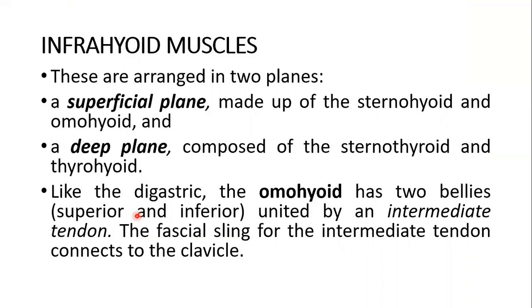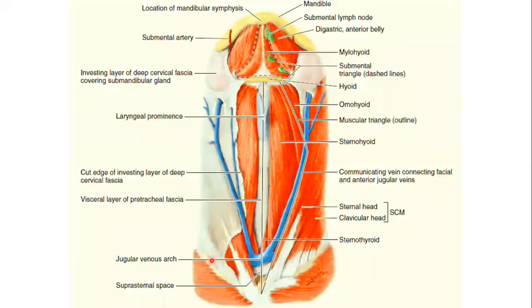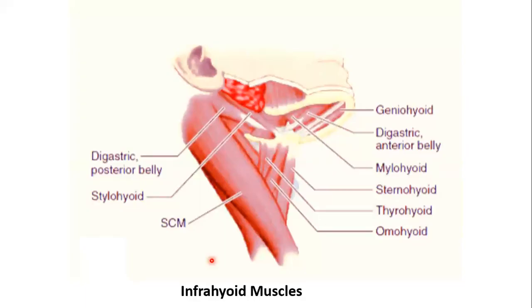The infrahyoid muscles have two layers: a superficial plane and a deep plane. The superficial plane has the sternohyoid and omohyoid, and the deep plane has the sternothyroid and thyrohyoid. Like the digastric, the omohyoid has two bellies, superior and inferior, united by an intermediate tendon. The fascial sling for the intermediate tendon connects to the clavicle. So this is to see these various infrahyoid muscles.